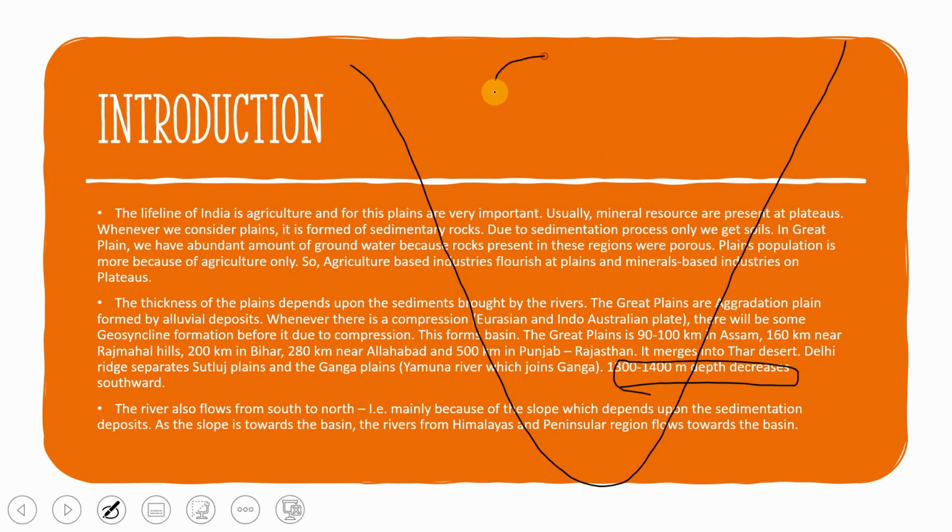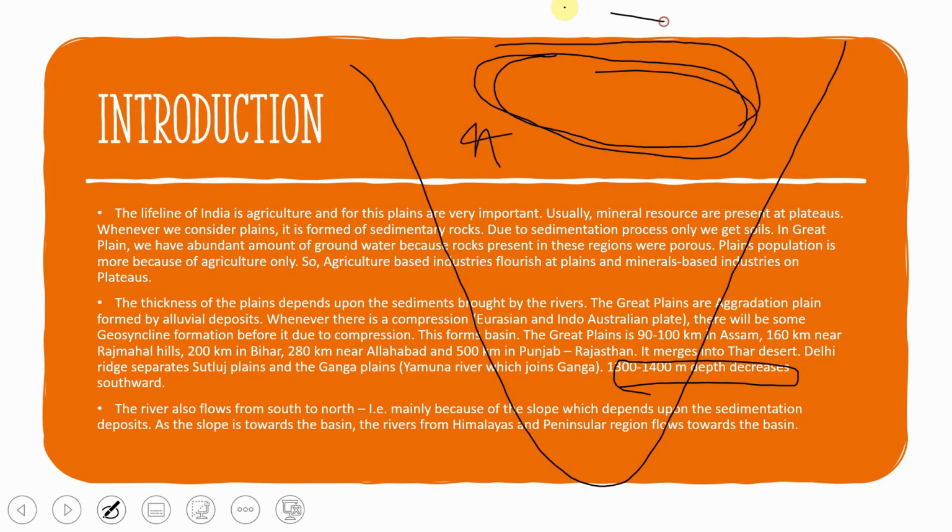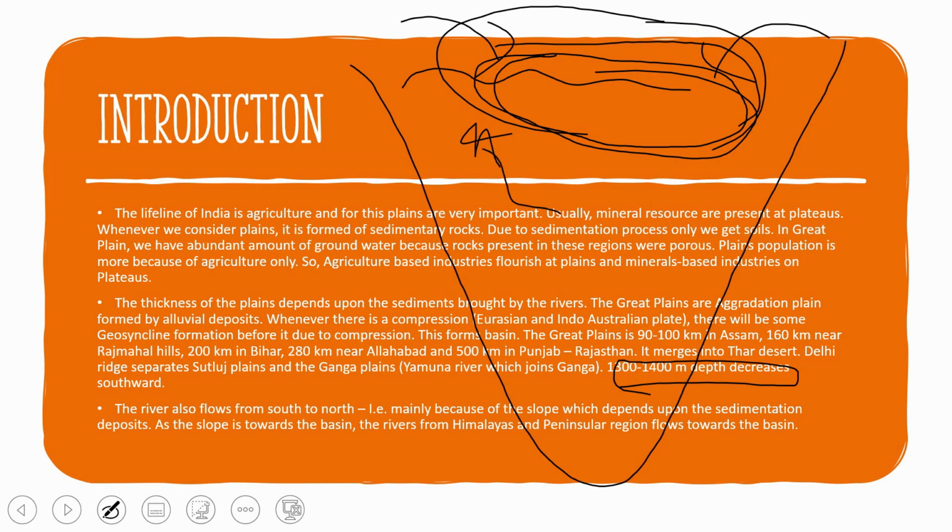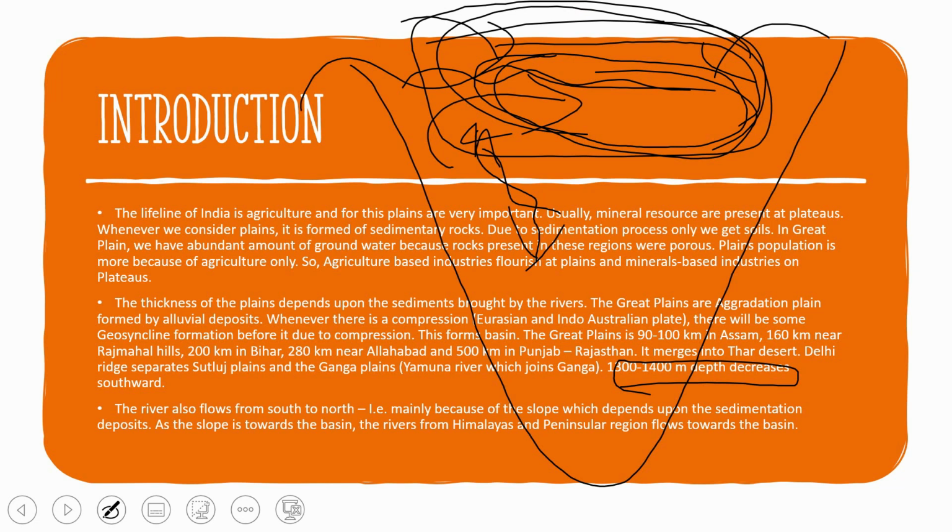See, this is a plain, and this is a geosyncline area. Here the potential difference is more, and the geosyncline is present here. So the river is not flowing in this direction; it is actually flowing into that basin, and ultimately it will join the Yamuna River and the others. That is what it is saying: mainly because of the slope present in this area, because of the geosyncline formation of the Himalayas, we will see rivers flowing from south to north.